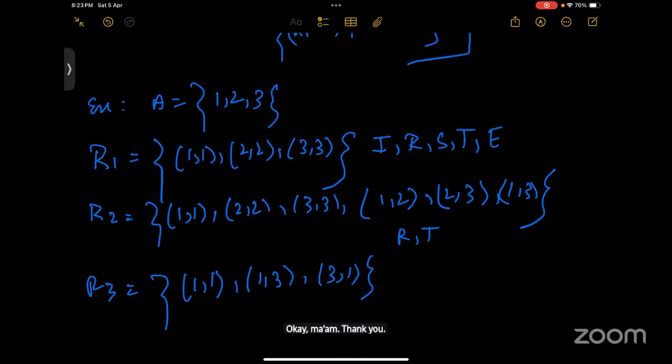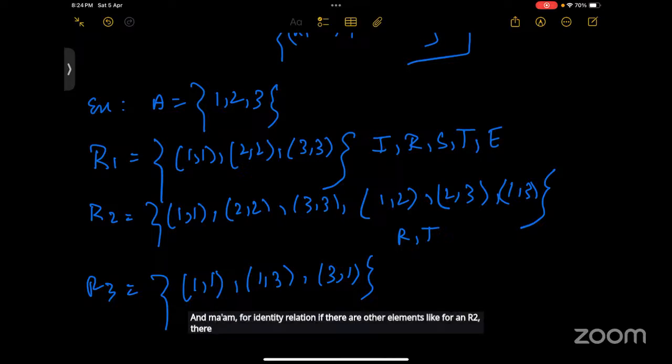So by default, every relation is symmetric and transitive unless proved it's not. Yes. Unless you can find an example which contradicts the definition, it is always transitive and symmetric. Correct. And ma'am, for identity relation, if there are other elements, like in R2, there is 1, 2, 2, 3, and 1, 3, can you still say it's identity relation?